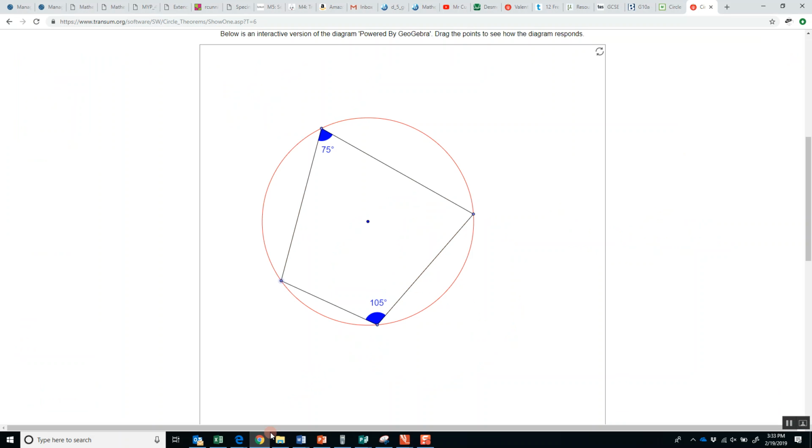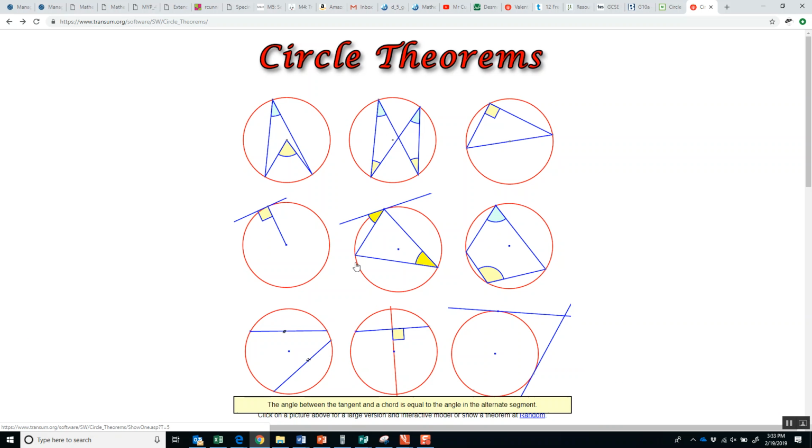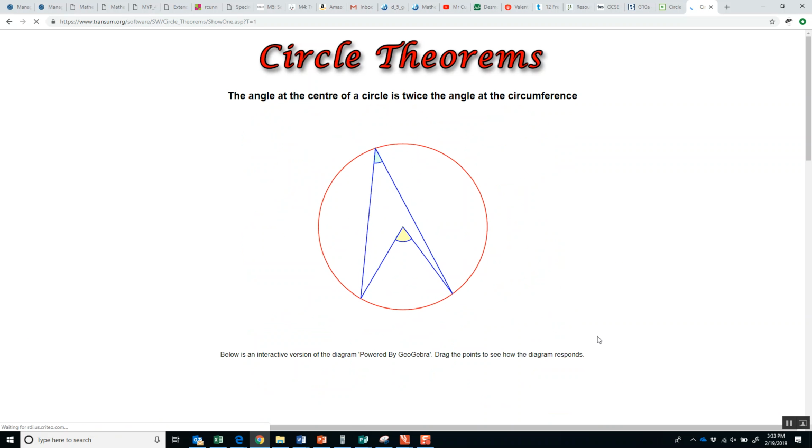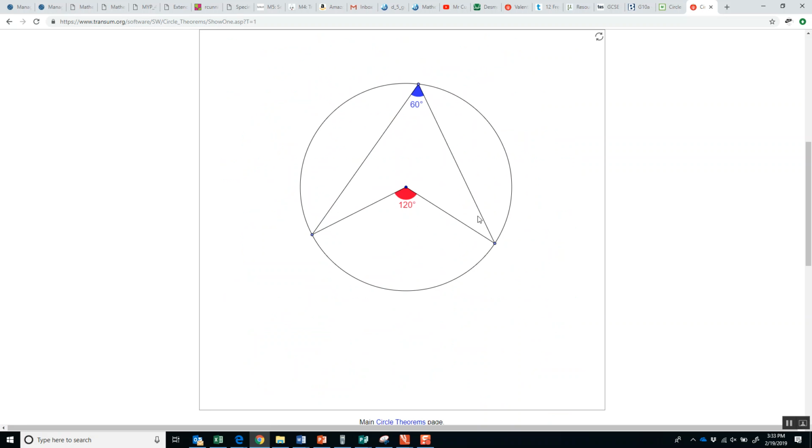And if I go back, sorry, I'll put it back up in a second, but here it is. So it's 120 at the center, so at the circumference it is half that, which is 60, okay? And that is always the case, okay? Yep, easy.